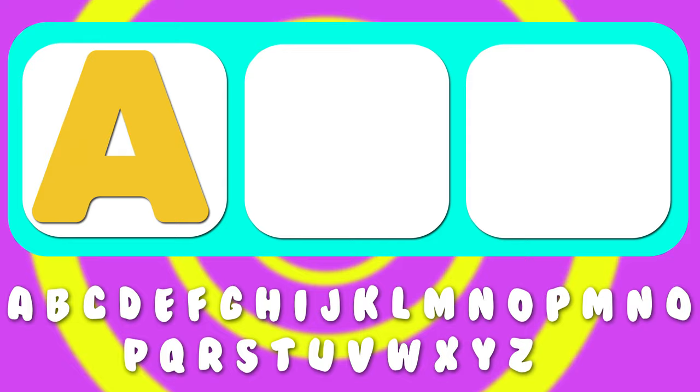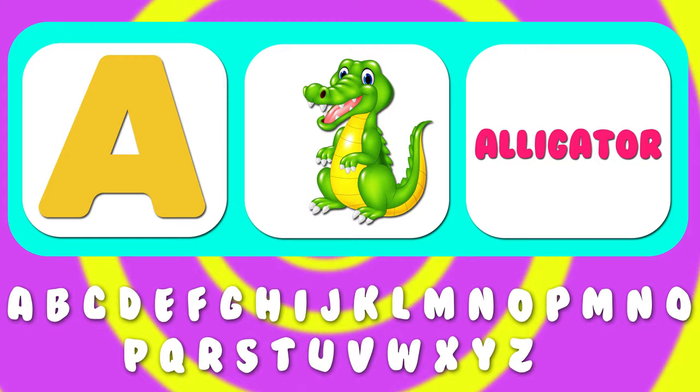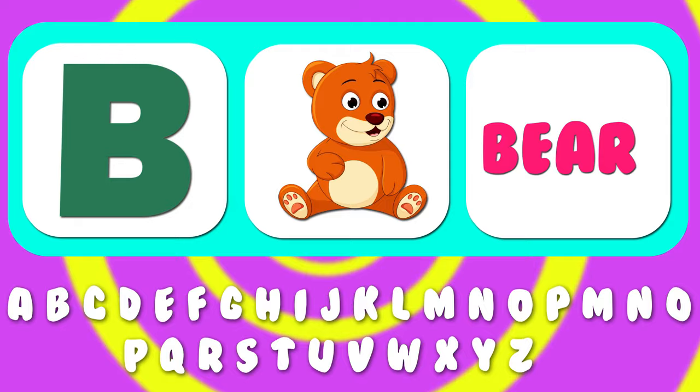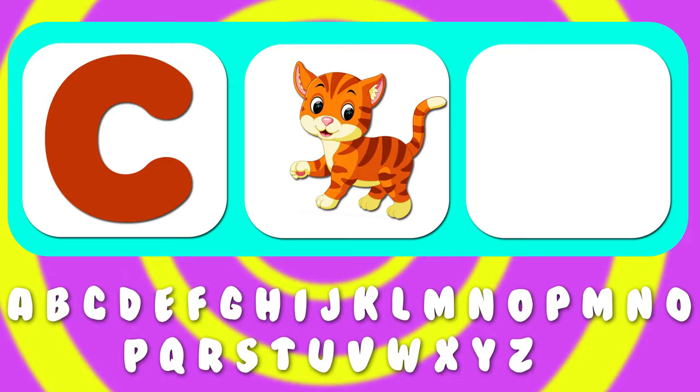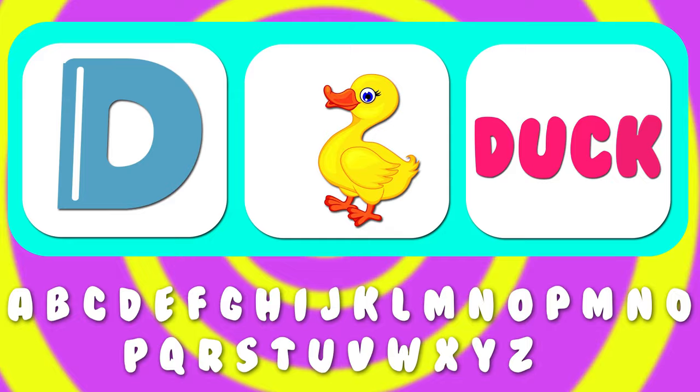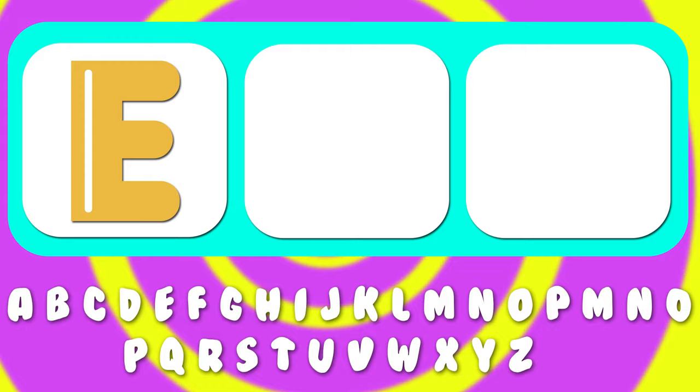A is for alligator. A, a, alligator. B is for bear. B, b, bear. C is for cat. C, c, cat. D is for duck. D, d, duck. E is for elephant. E, e, elephant.